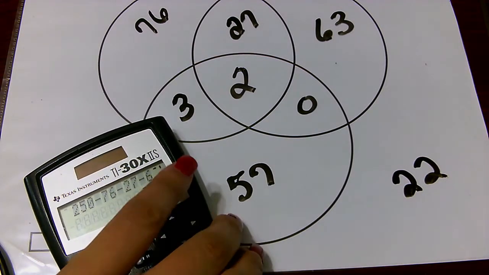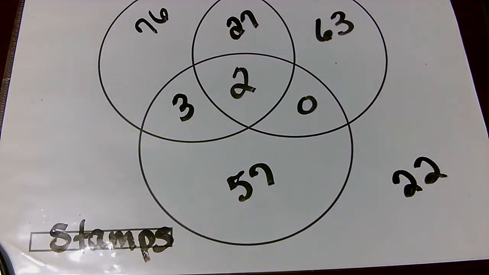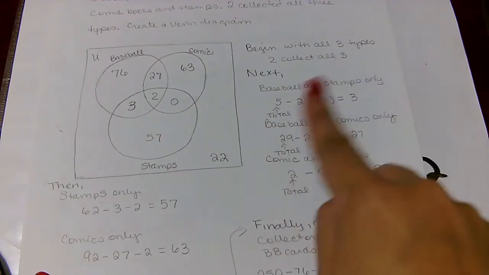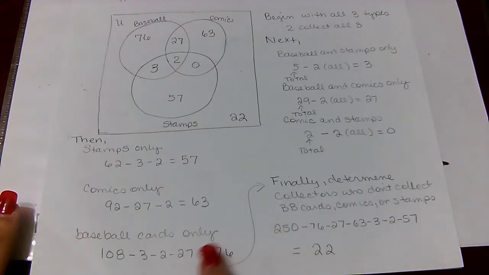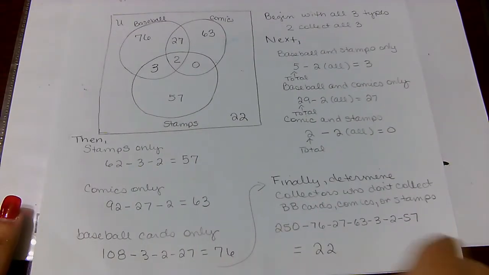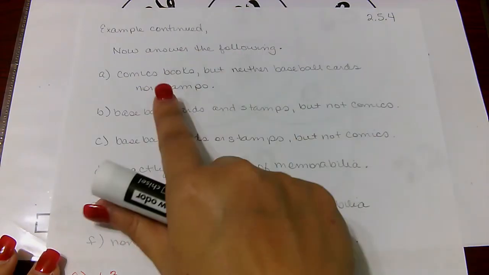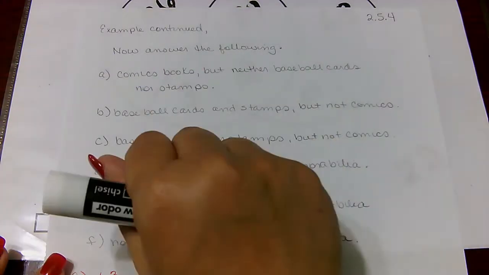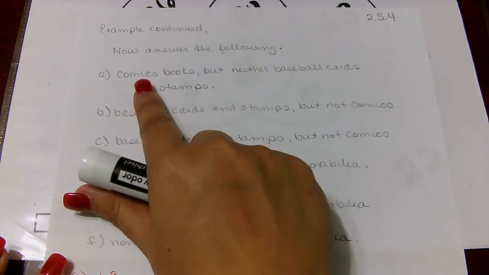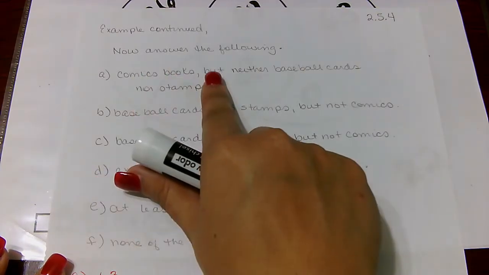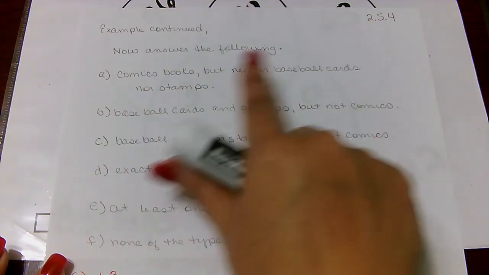So now we've created our Venn diagram. Okay. When you look at the sheet, I actually write that same information I just went over with you out and show the math. On the next page, it actually asks us questions about the Venn diagram we just made. It says how many people collected comic books but neither baseball cards nor stamps.